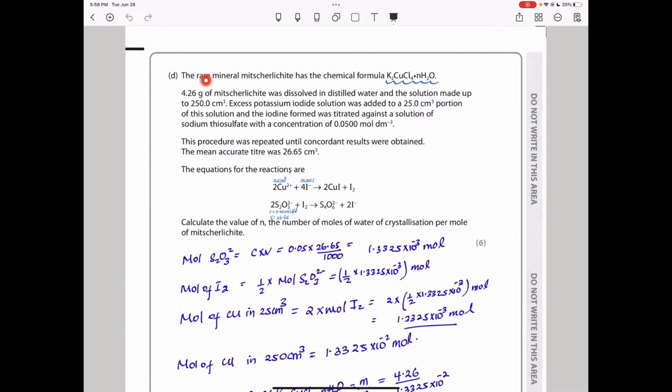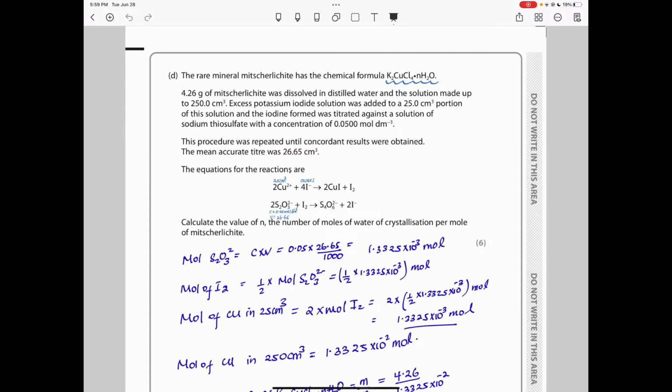Part D, the rare mineral, here we have this has the chemical formula that, so they say 4.26 grams of this mineral was dissolved in distilled water and the solution made up to 250 centimeters cubed. So this is kind of making a standard solution. Excess potassium iodide solution was added to a 25 centimeters cube portion of this solution and the iodine formed was titrated against a solution of sodium thiosulfate with a concentration of 0.0500 mole per decimeter cube. This procedure was repeated until concordant results were obtained. The mean accurate titer was 26.65. That is for the thiosulfate.